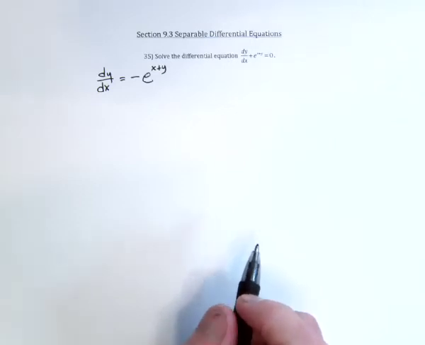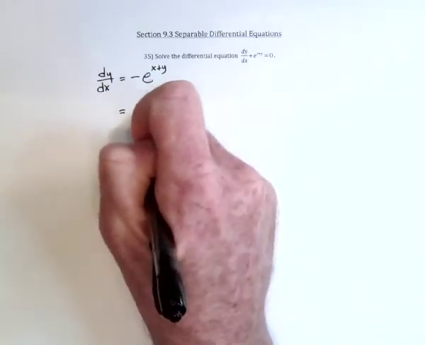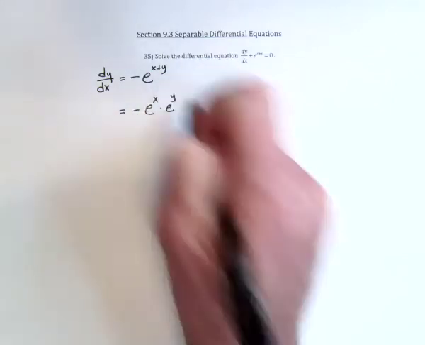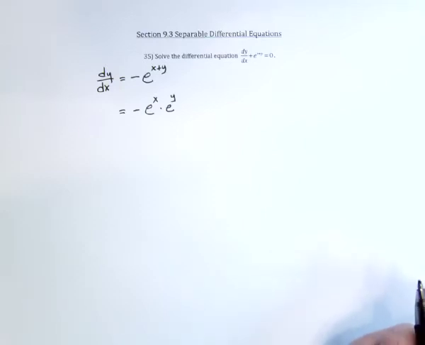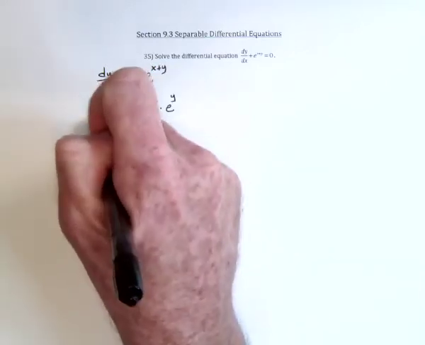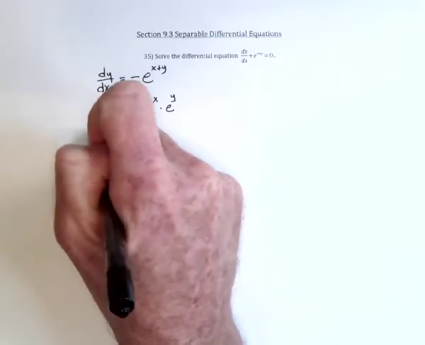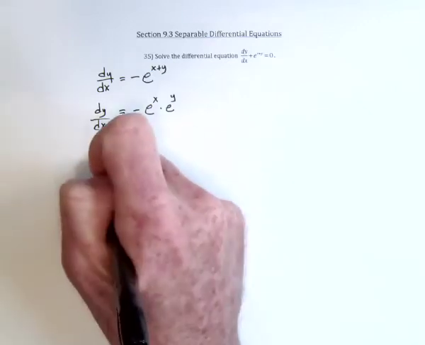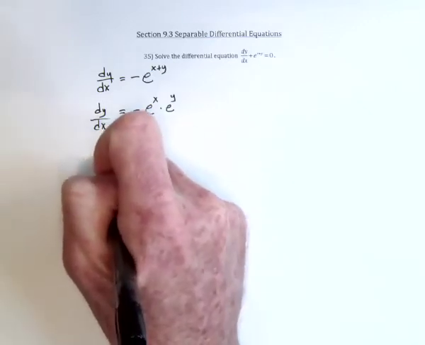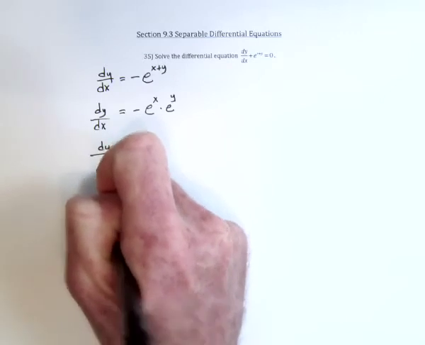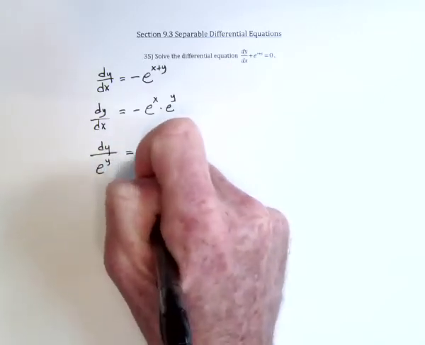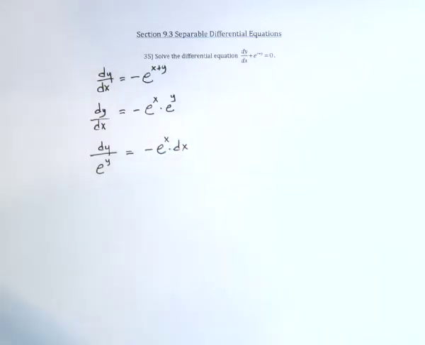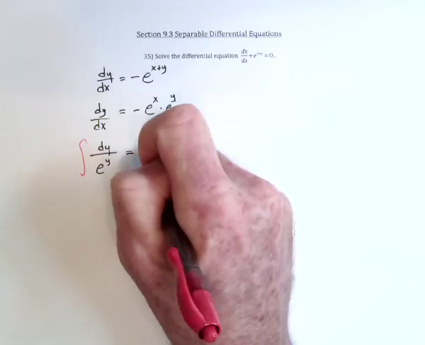Well, you can use the rule about exponents that if the bases are the same and you're multiplying, then that's when you add exponents. So you can get them separated that way. The next thing to do would be have the y stuff on the left-hand side. So we would have dy divided by e to the y equals negative e to the x dx. And then integrate both sides.